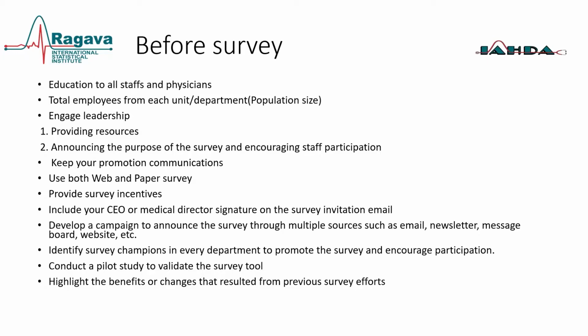Actually, regarding this survey, we have three different parts. The first one is before survey. As a quality professional, as a patient safety officer, what are the things we need to do before conducting this survey? Point number one, education to all staff and physicians, especially for physicians. This is more important. We should provide clear education about the safety culture survey. Why are we conducting this survey? What is the purpose of this survey? This is not just because of any standard. This is to build a system in our organization. This is for our customers. This is to build teamwork.